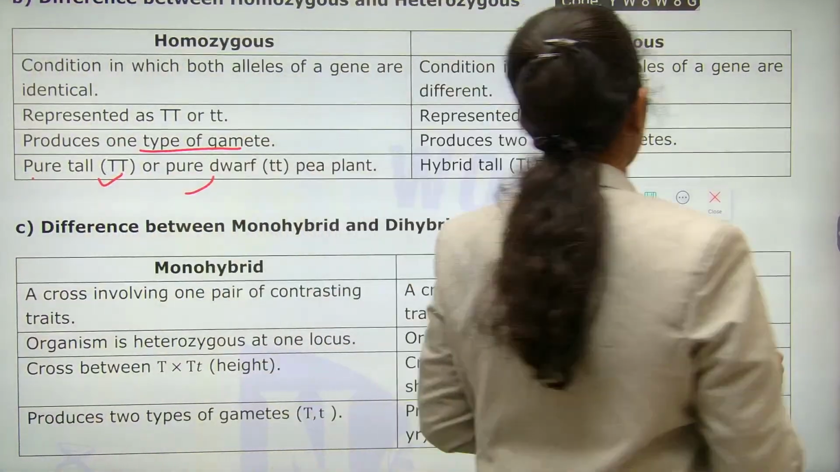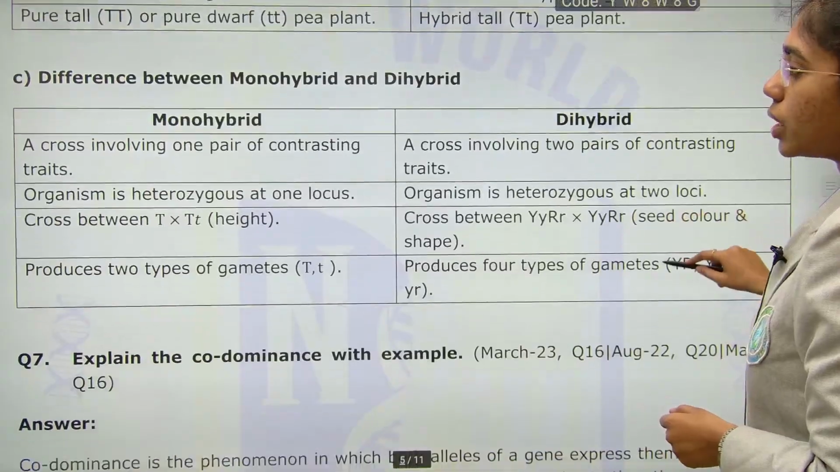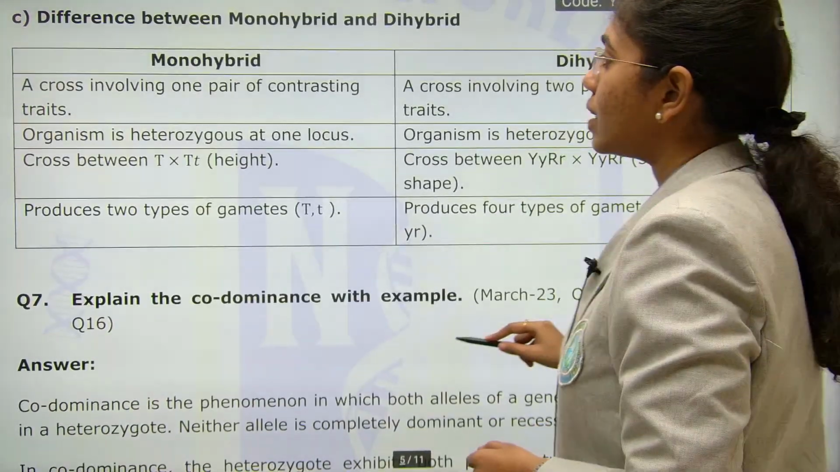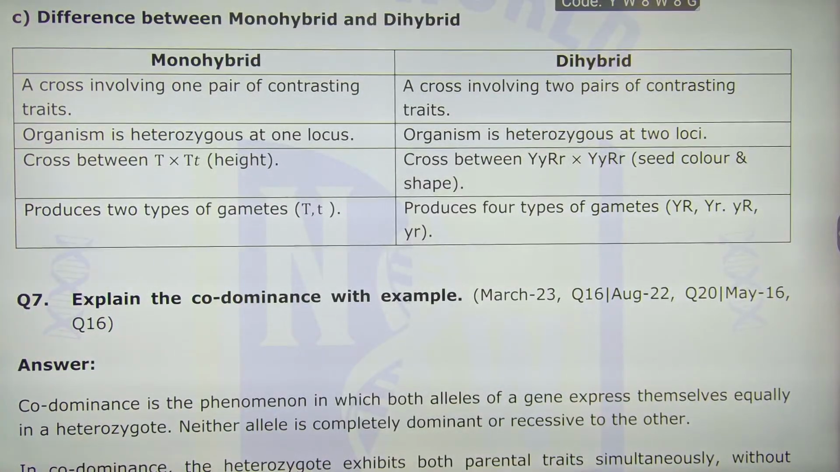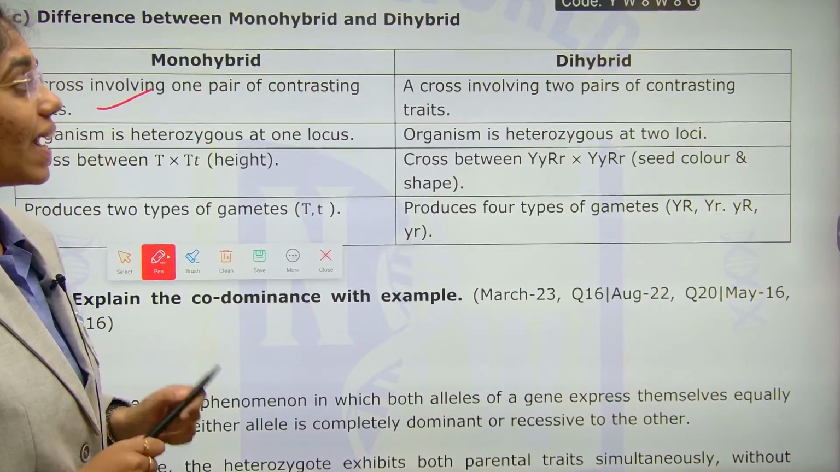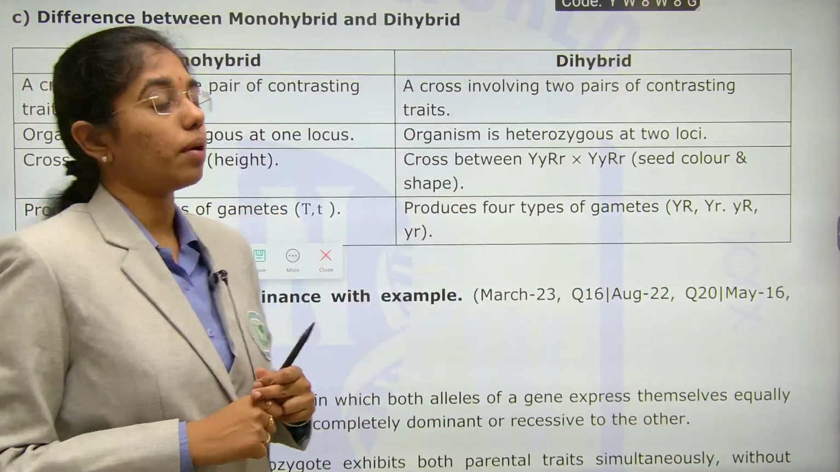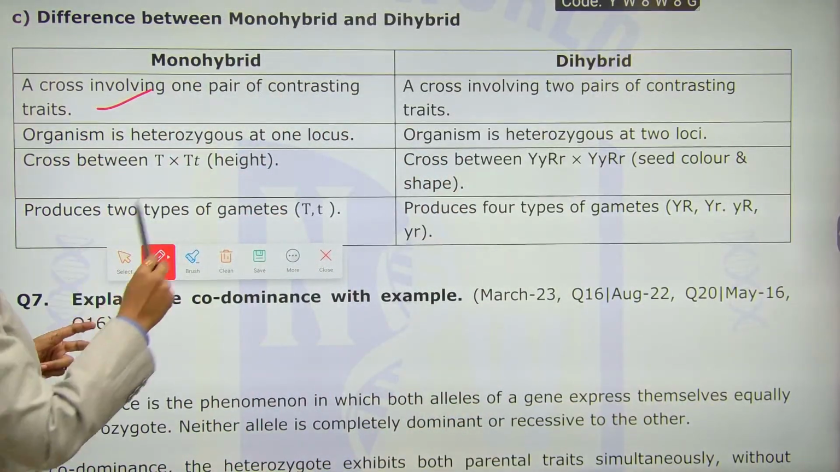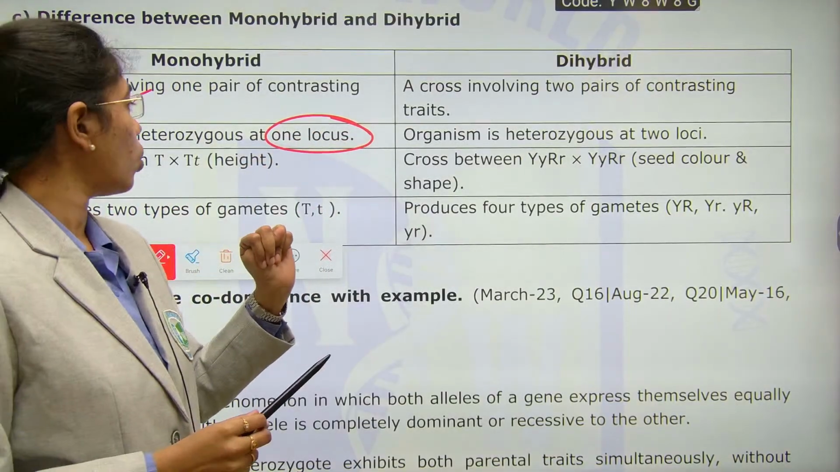Differentiate between monohybrid and dihybrid. Monohybrid is nothing but one gene inheritance, we will say dihybrid is two gene inheritance. Monohybrid is one gene inheritance, involving just one pair of contrasting traits, whereas dihybrid is a cross where two pairs of contrasting traits are present. Here the organism is heterozygous in just one locus, while in dihybrid the organism is heterozygous in two loci.